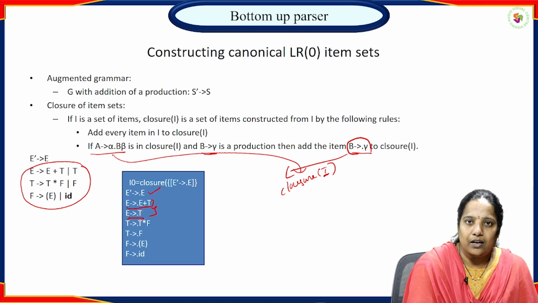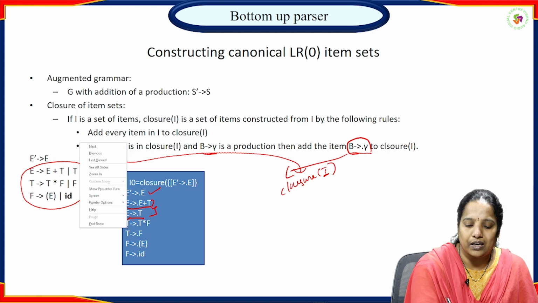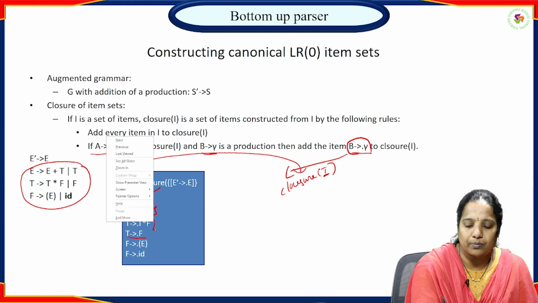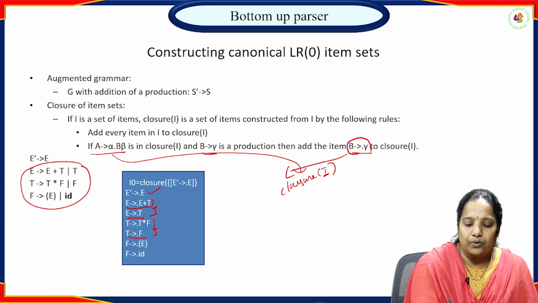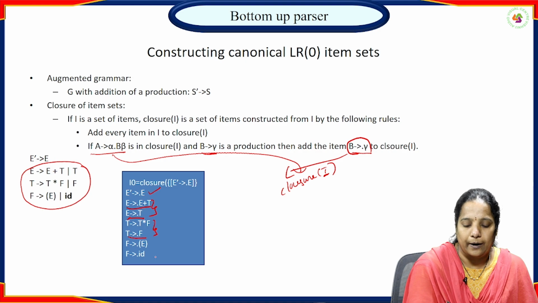Then once again, dot is followed by a non-terminal, so add the productions related to that particular non-terminal. Two productions are there, and from the above grammar those two productions will be added. Then T tends to T star F, T tends to F will be added by adding the dot.